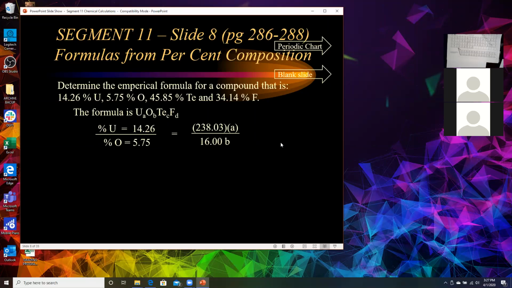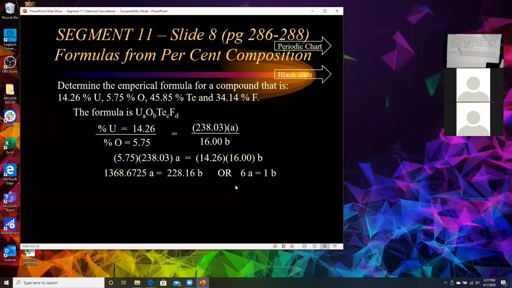Now, it really wouldn't matter which one you did, but I'm going to always go in this pattern. And usually, although I didn't in the last problem, I'll solve for this first element in this step. If we go through and put it together, we divide this number by this one, you get a 6. So 6A is 1B. So A is 1 and B is 6. So I know these are my formula. My formula now is U1O6.